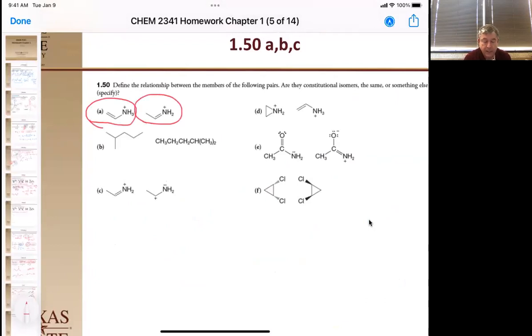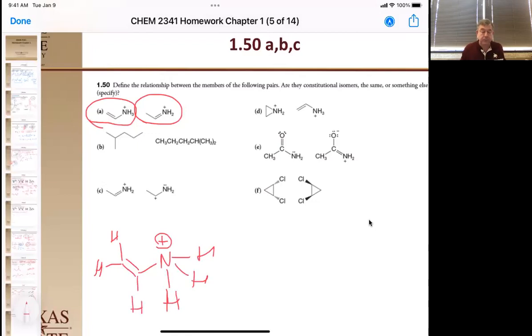In this case here, let's draw it with all the hydrogens present. H, H, and then nitrogen with a positive charge, which means it has H, H, H. It has 3 H's on it right here, and then we have a hydrogen here. Okay, so that's just drawing this first structure with all the hydrogens there to make sure we're not moving anything.